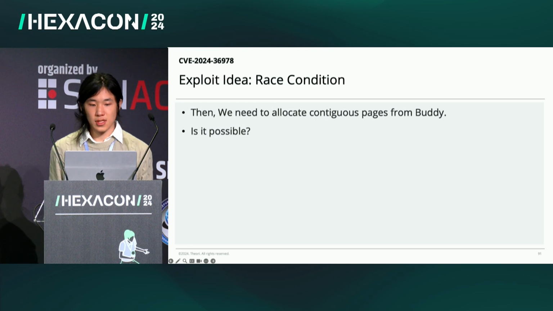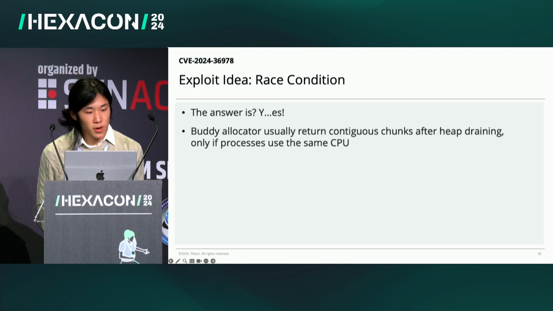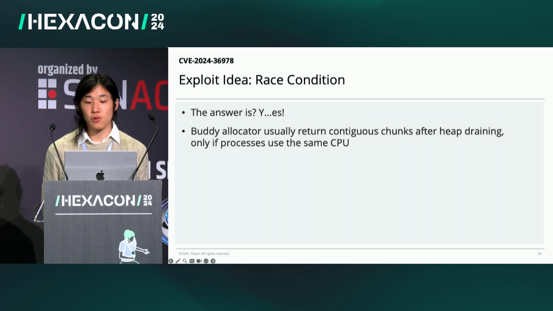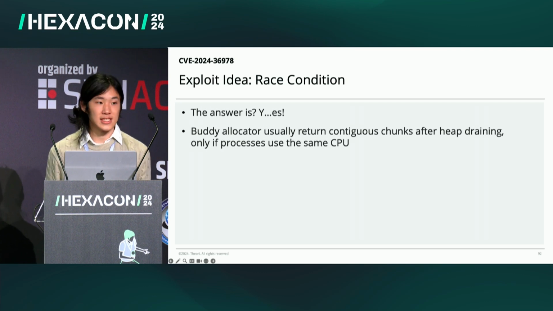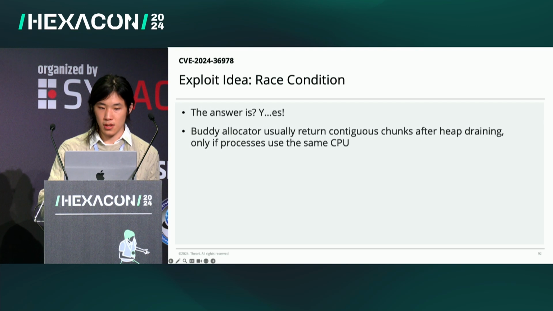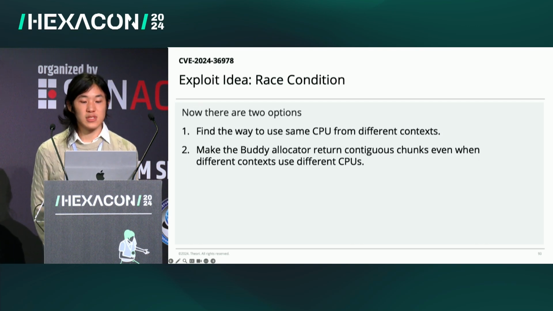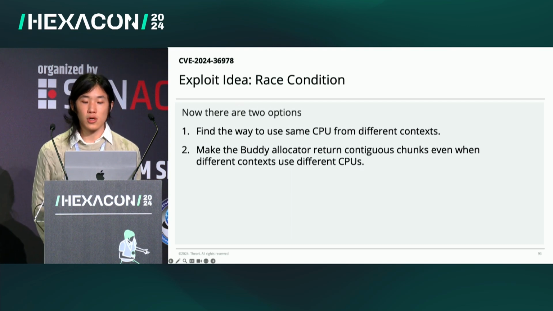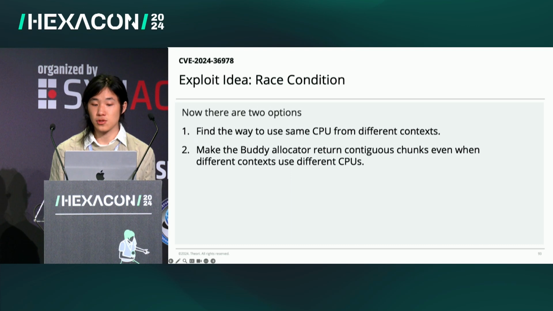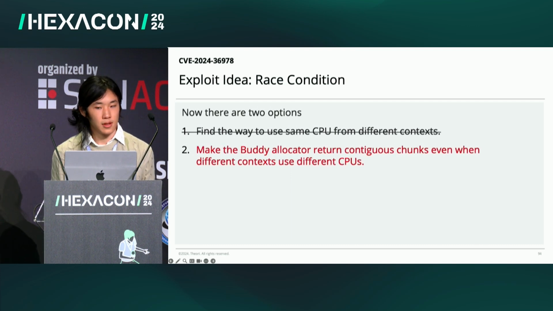We need one more technique to make some contiguous pages from the buddy allocator. Is it possible? Yeah, it might be possible because the buddy allocator usually returns contiguous chunks after heap draining, but only if the process uses the same CPU. That is the problem. So there are two options. Find a way to use the same CPU from different contexts, or make the buddy allocator return contiguous chunks even when different contexts use different CPUs. But we will use the second technique.